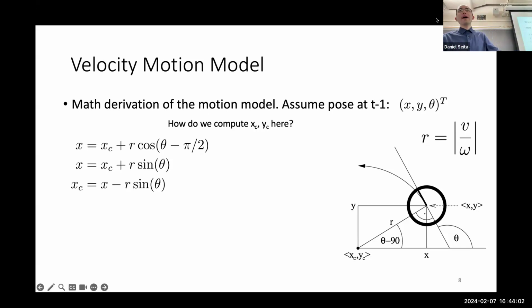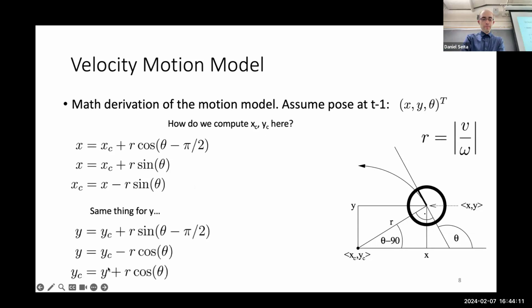And then how do you do y? It's something similar, right? Except you start with sine and then you go to cosine. The only difference is that when you go from sine of theta minus pi over 2 to cosine of theta, you have to insert a subtraction. If it's not clear, you could just verify it yourself with sine of 0, sine of pi over 2, and see how it maps to cosine.